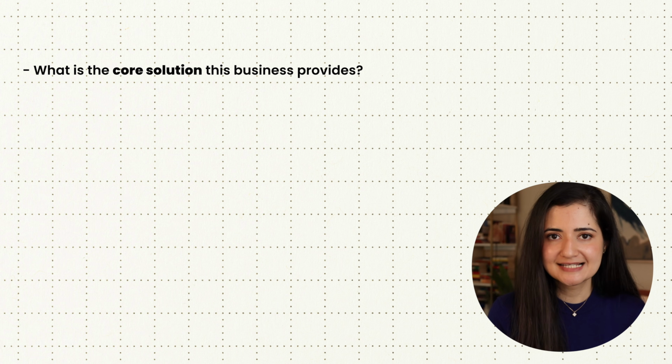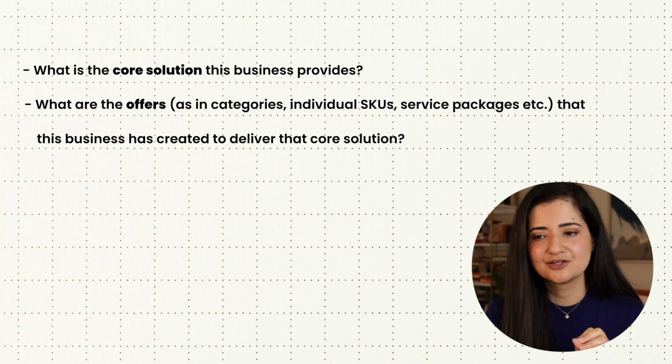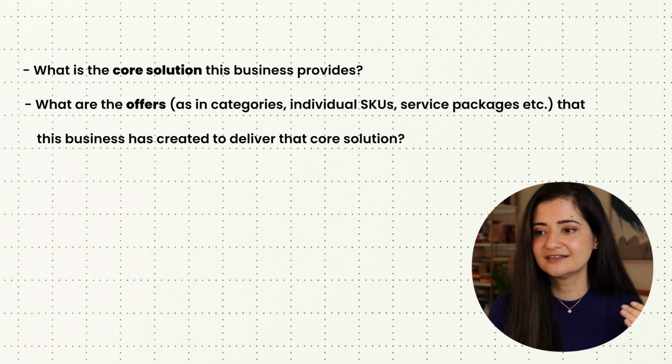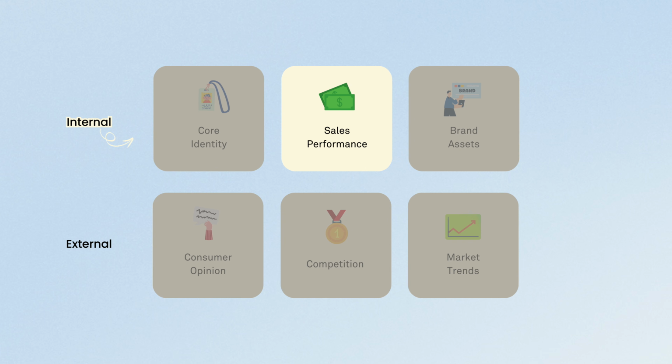On this page, they also talk about their mission, vision, and values. And as I'm reading this, the questions that I'm asking myself are, what is the core solution that this business provides? What does it offer, as in the categories and the individual SKUs and the service packages that this business has created to deliver the core solution? Do these seem relevant for this year and for the coming 5 years? With this whole section, we will hopefully have an idea of what is the core identity of the brand and where does it stand today. Next, we'll assess the brand's sales performance and market share data.